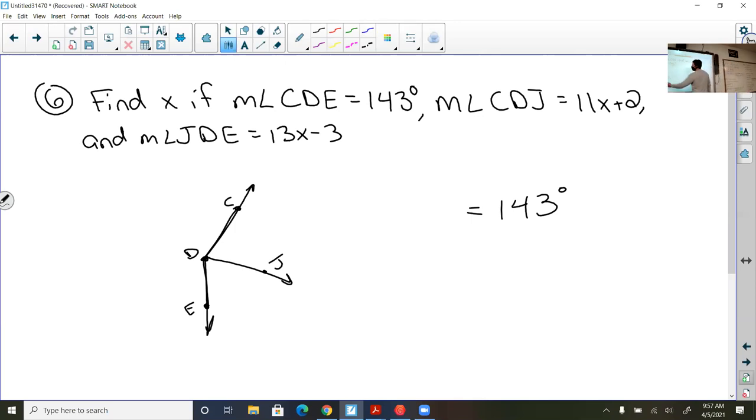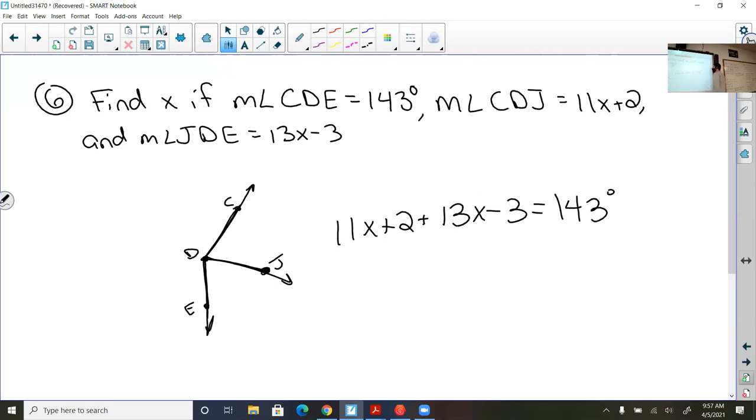So CDJ is C to D to J. So that's going to be 11x plus 2. And then J to D to E is going to be the 13x minus 3. Need a little more space. Then once you have your equation set up, we can solve for x.